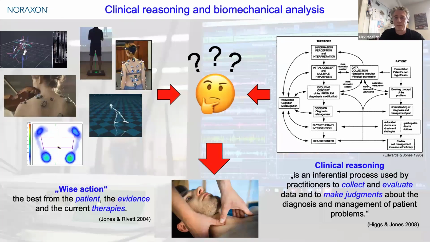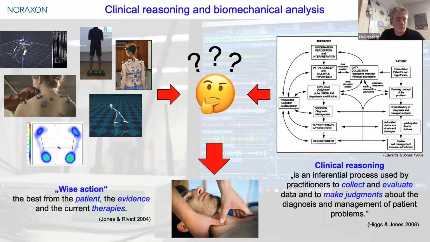So what is clinical reasoning, and what is the challenge for us to implement biomechanical analysis into it? On the right side, you see a figure from Edwards and Jones from 1996. It's an old one, but it's the whole complex algorithm of clinical reasoning.